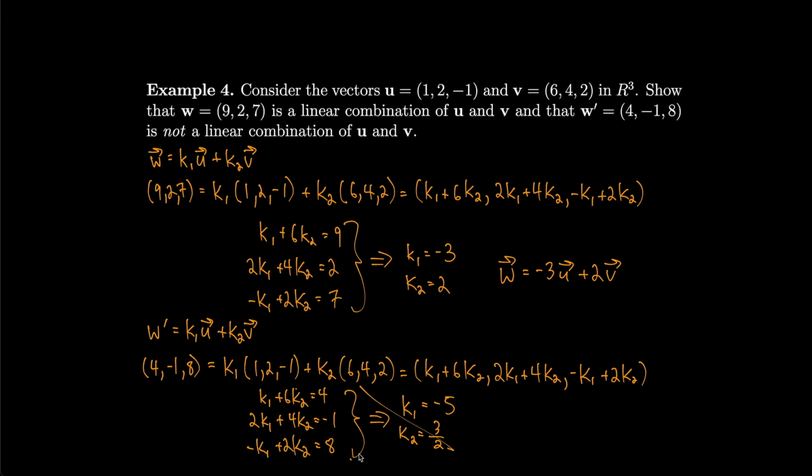So this actually doesn't work as a solution. And in fact, this system is inconsistent. Because the system is inconsistent, there are no k's that'll actually make this thing a linear combination of u and v. So that's it. We've shown this is not a linear combination by showing that the system we got from the possibility of a linear combination would be inconsistent.